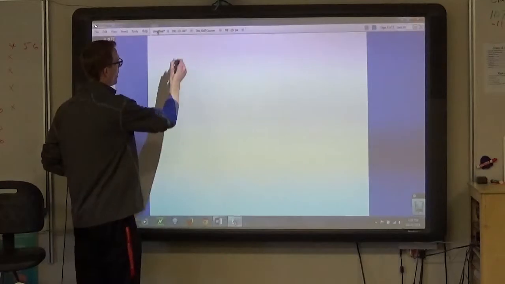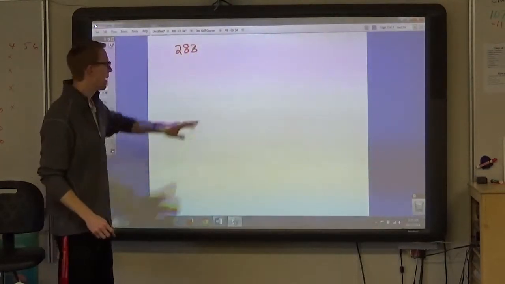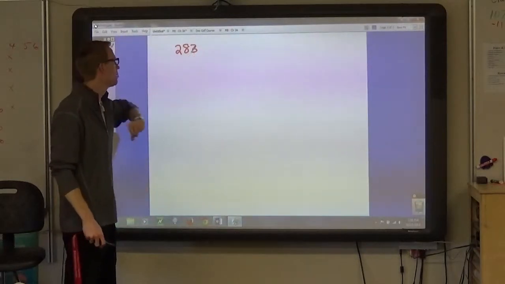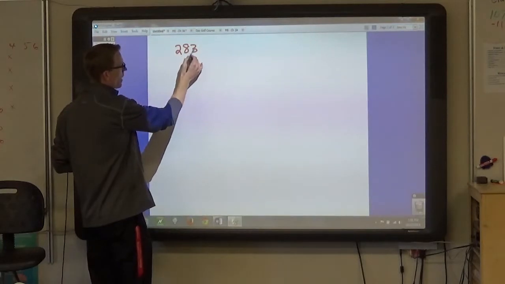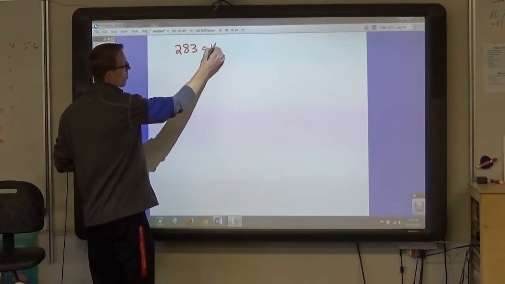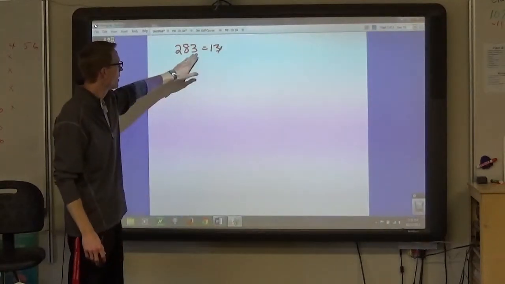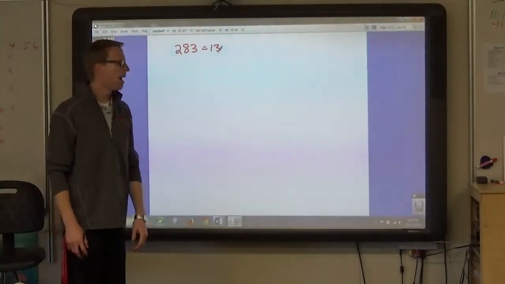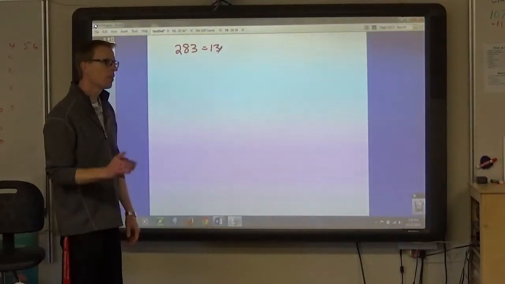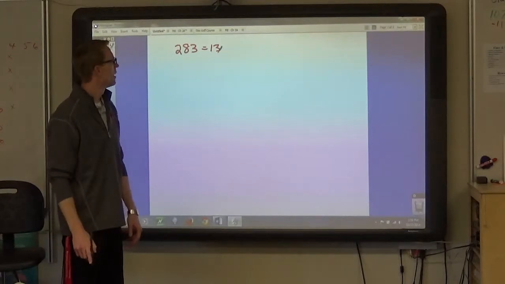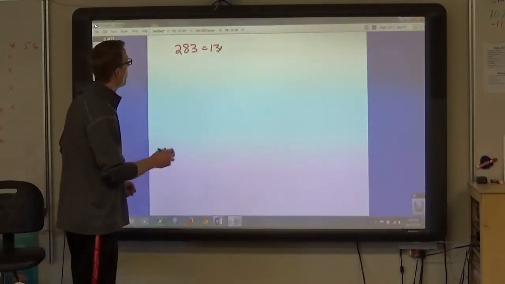So let's take one like 283, for example. It ends in an odd number, so it's not divisible by 2. When we add the digits, 2 plus 8 plus 3 is 13. That's not divisible by 3 or 9. It's not divisible by 5 or by 4 or by 8. Then the only thing we have to check is, is it divisible by a prime number?